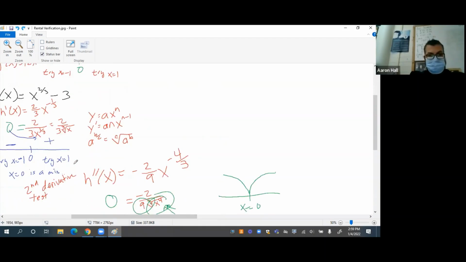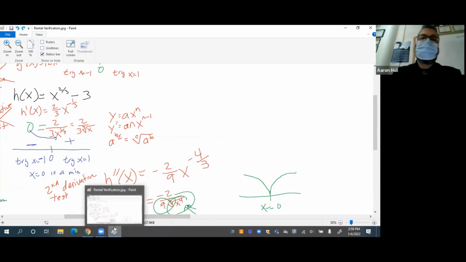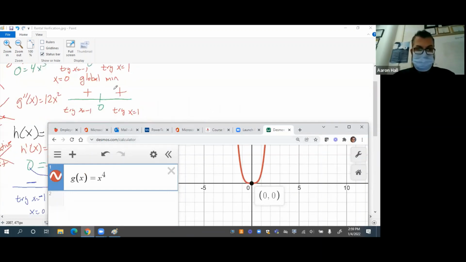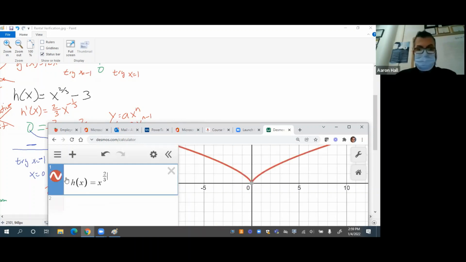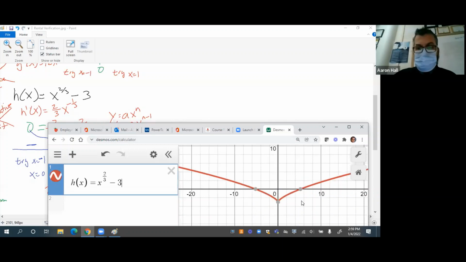What's that, Josh? What do you call it when you say there's no concavity, or is there a special word for when it doesn't have concavity? I'd just say it's linear. If there's no curve to it, it's just linear. So let's just type this in. We have h of x equals x to the power of 2/3 minus 3. There we go. It is a cusp.